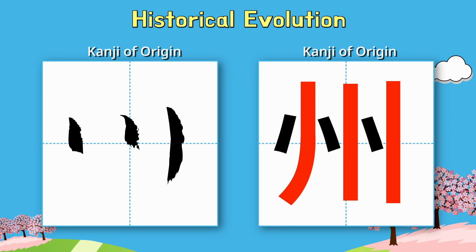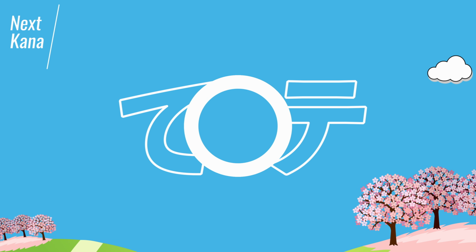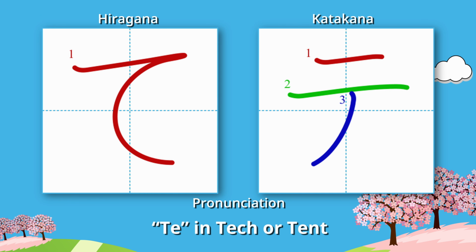We can see why the katakana tsu is written with more vertical strokes from this kanji that it's based on. These characters represent the sound te in tek or tent.